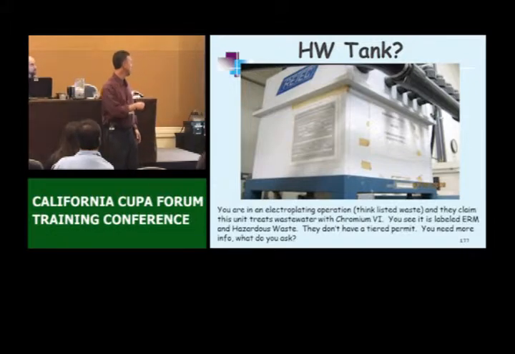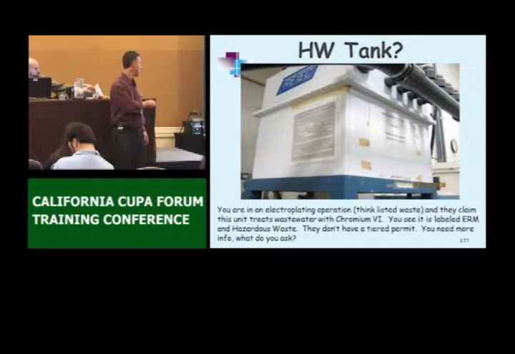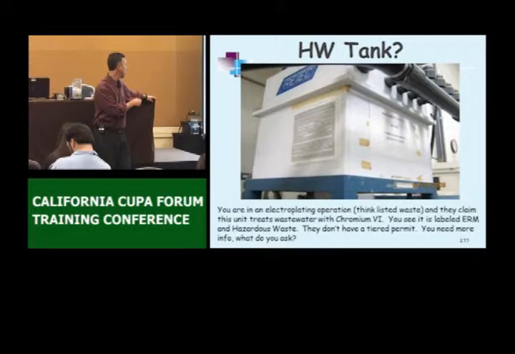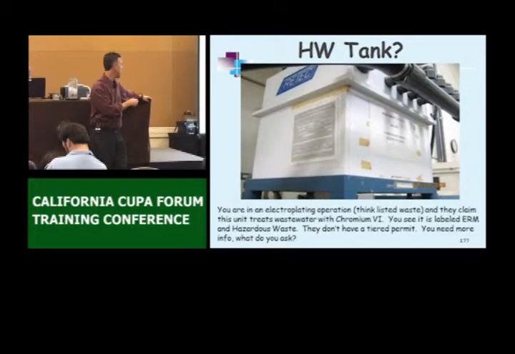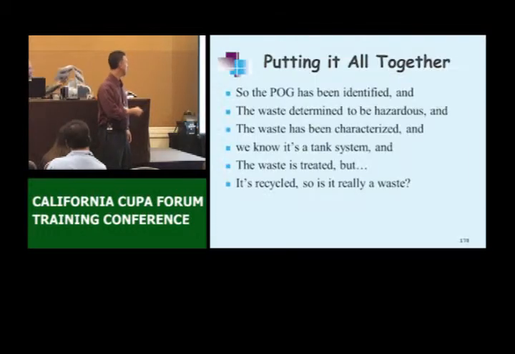So here's one I came up to, and you look at it, and you're like, I'm in an electroplating operation. They claim it treats wastewater with chrome 6. You see it labeled as ERM on one side and hazardous waste on the other side. They don't have a tiered permit. So you're like, okay, what's going on here? What questions do you ask?